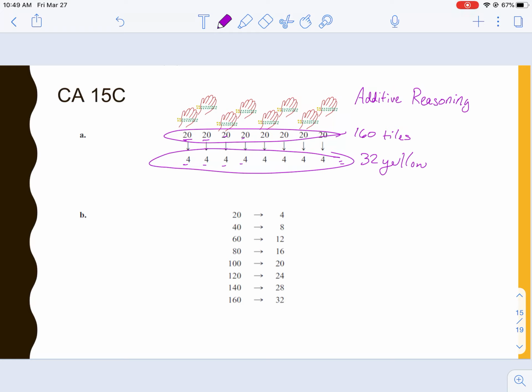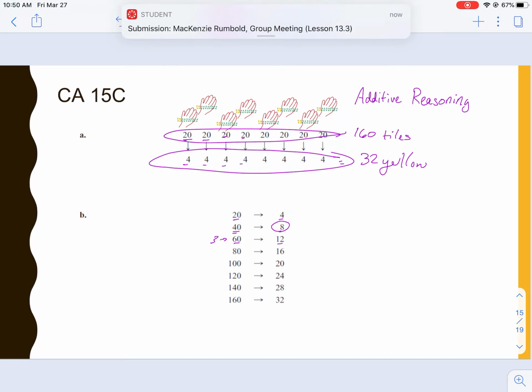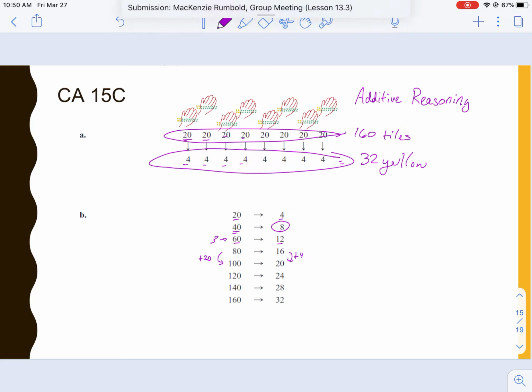In this next part, you can see a similar strategy, right? In 20 tiles, 4 of them would be yellow. So if I took 2 handfuls, that'd be 40 tiles, 8 of them would be yellow. 3 handfuls, I would have 60 and 12, and so on. Just keep repeating this process, each time adding 20 and adding 4, adding 20, adding 4. You might be tempted to skip and multiply, but this student isn't doing that. This student is adding each time to end up getting 32 yellow tiles out of 160.